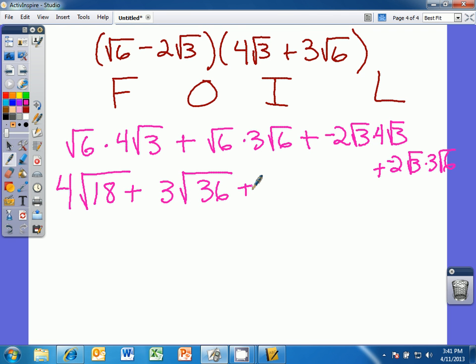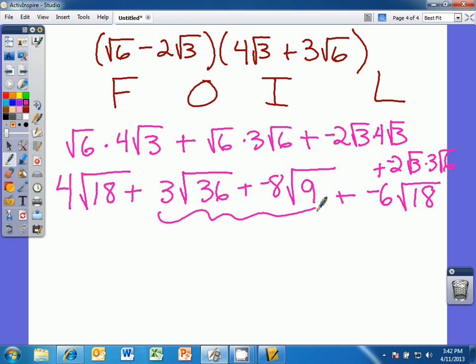plus coefficient by coefficient, negative 2 times 4 is a negative 8, and inside the radical, 3 times 3, or 9. And then finally, my last product, negative 2 times negative 3, which is coefficient by coefficient, is negative 6, and then 3 times 6 is 18. So you see in these middle two terms we have some perfect squares with the 36 and the 9, and the first and the last term are like radical expressions of 18.